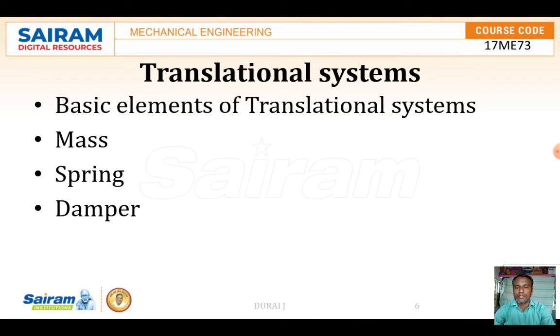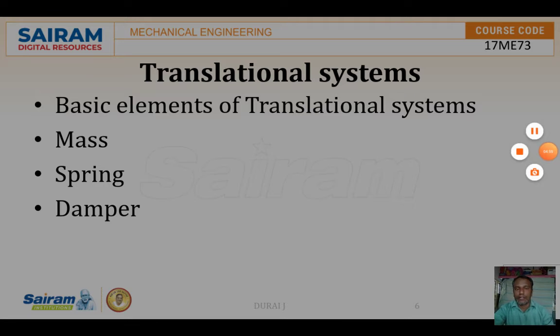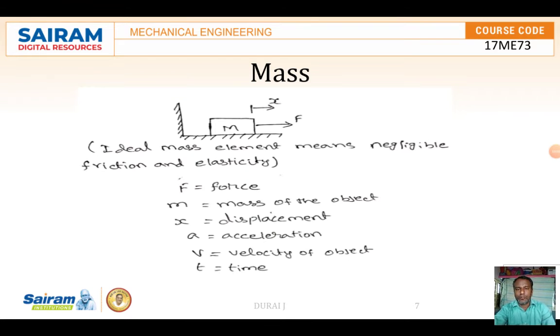The translational system has three basic elements. Okay, so in whichever mechanical system, if you take a translational system, there are three basic elements: one is the mass, the second one is the spring, and the third is the damper. So these three elements are compulsorily placed in translational systems. These are the three major elements in the translational system. Then we are going to discuss each of the three elements now.